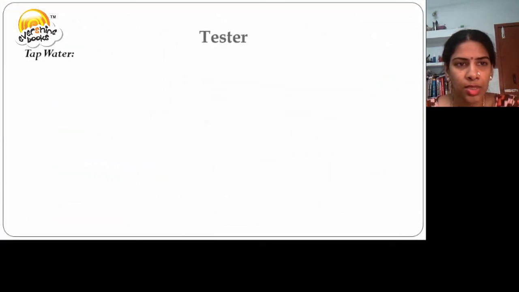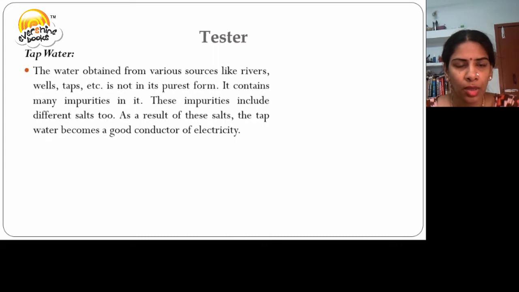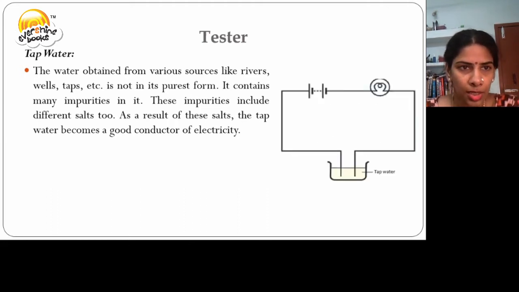For example, let us take the tap water. The water obtained from various sources like rivers, wells, taps, etc. is not in its purest form. It contains many impurities in it. These include different salts too. And hence the tap water becomes a good conductor of electricity. In that case, the bulb will glow.